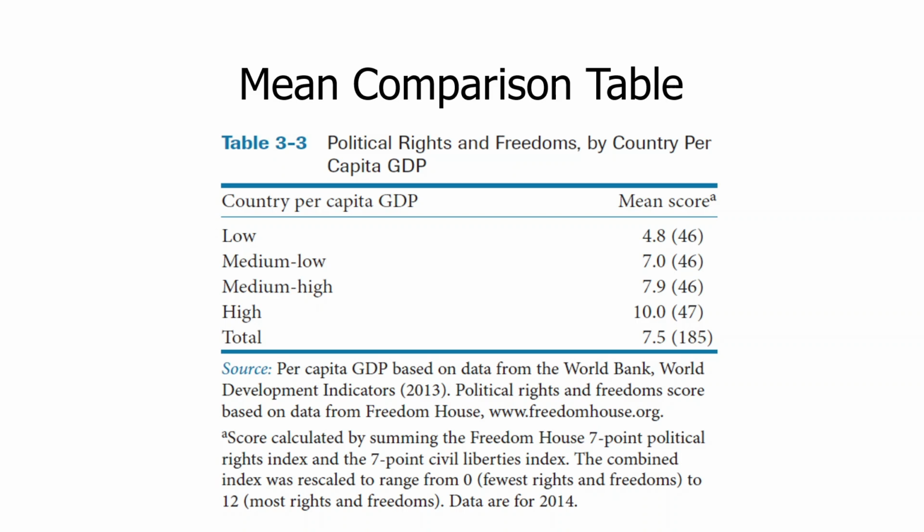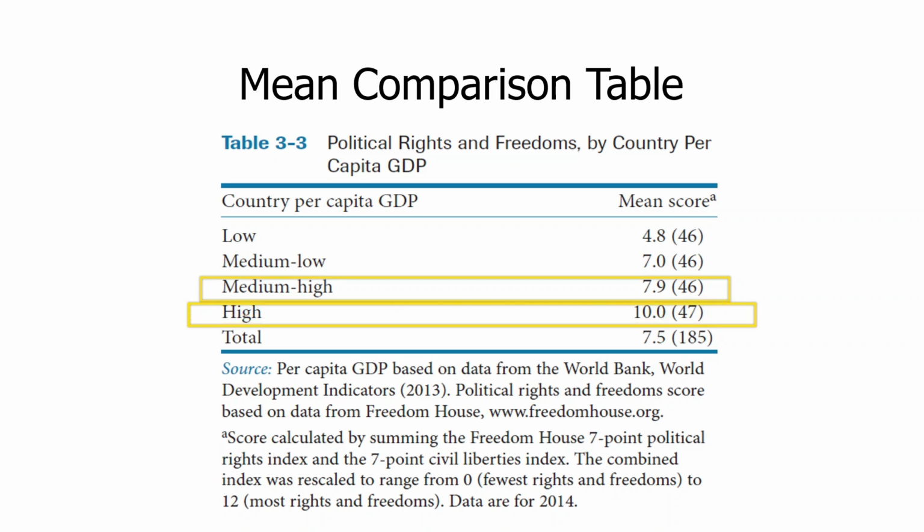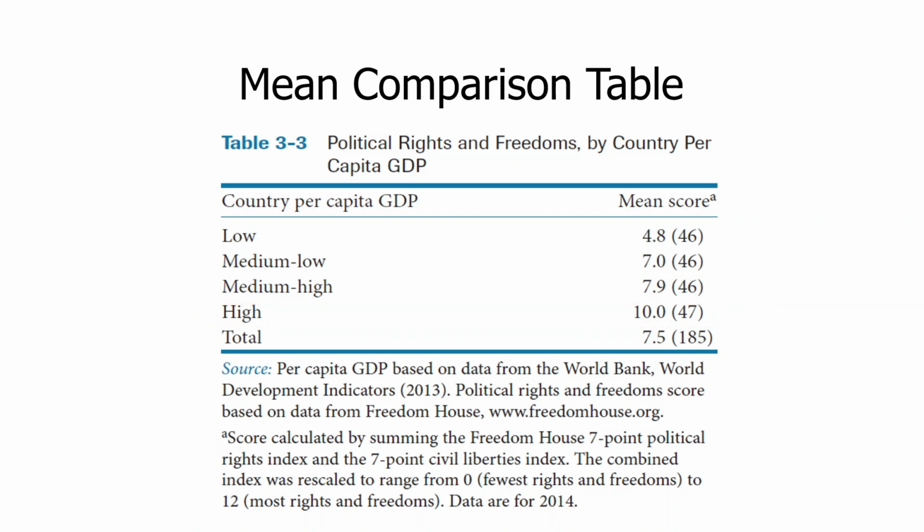scale. There are 46 medium-low GDP countries. They average 7.0. Medium highs, 7.9, so we're moving up. And the high GDP countries average 10. So you test the hypothesis in mean comparison analysis by reading down the column, comparing across values of the independent variable. The total row here tells you for all 185 countries being analyzed what the overall mean is, and that is 7.5 on this scale.